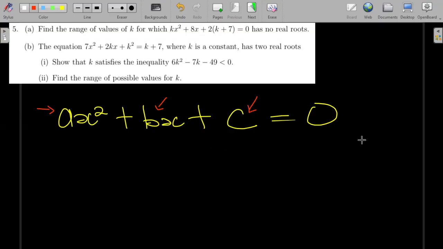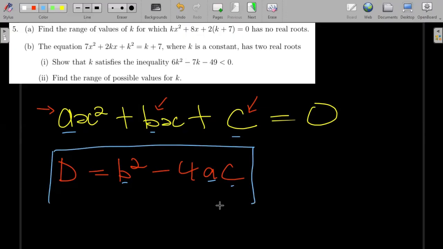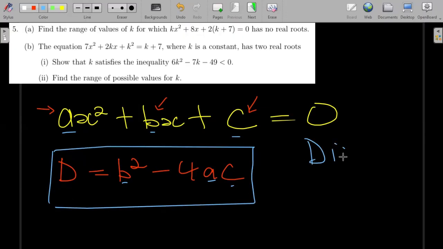From this general form of a quadratic equation, we can get what we call the discriminant. The discriminant is equal to b squared minus 4ac. You can see that we get the b from the quadratic equation, the a from the quadratic equation, the c from the quadratic equation. This thing here that I've written down is what we call the discriminant. This discriminant is very important in determining the nature of the roots of a quadratic equation. Now, what do we mean by roots of a quadratic equation?